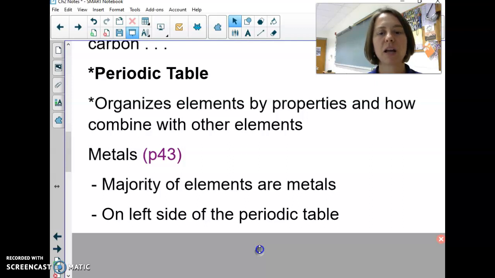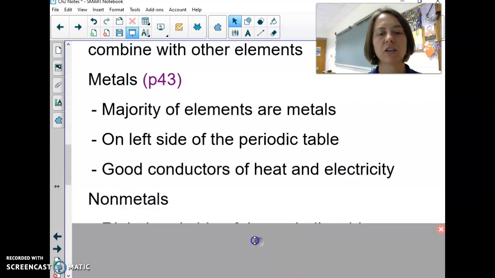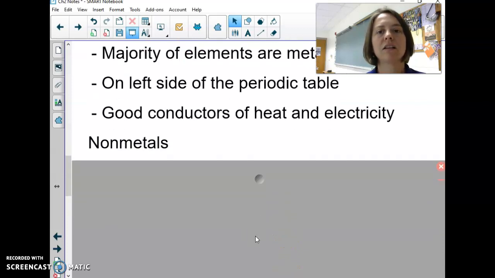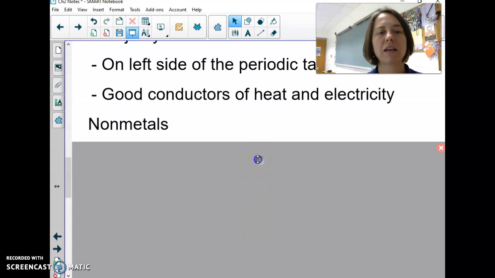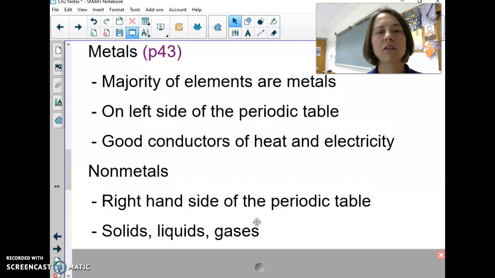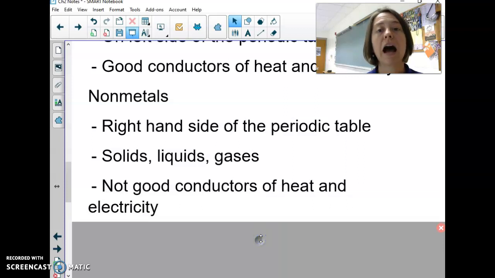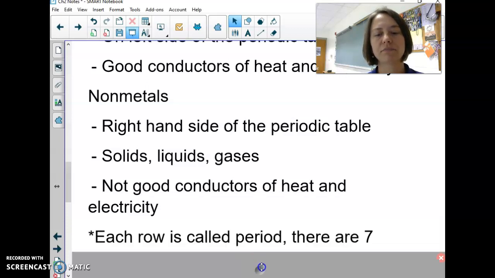They are on the left side of the periodic table, and one characteristic of metals is that they are good conductors of heat and electricity. So once you have that written down, let's move on to nonmetals. They are going to be on the right-hand side of the periodic table. So metals are all solid with the exception of mercury, whereas nonmetals are a little harder to categorize because you can find them in the solid, liquid, or gas phases at room temperature. And they are not good conductors of heat and electricity. Some of them are so bad that they are good insulators.